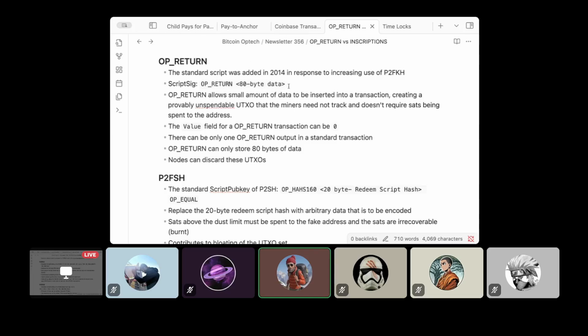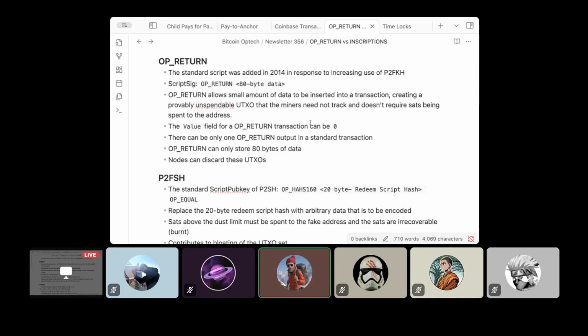So you create a transaction, you have an input, and you can have a series of outputs, and one of the outputs can be of this type. One of the output scripts can be this, and the limitation is that only one output can be an OP_RETURN output, there cannot be more than one, and the maximum data that you can put in an OP_RETURN output is 80 bytes.